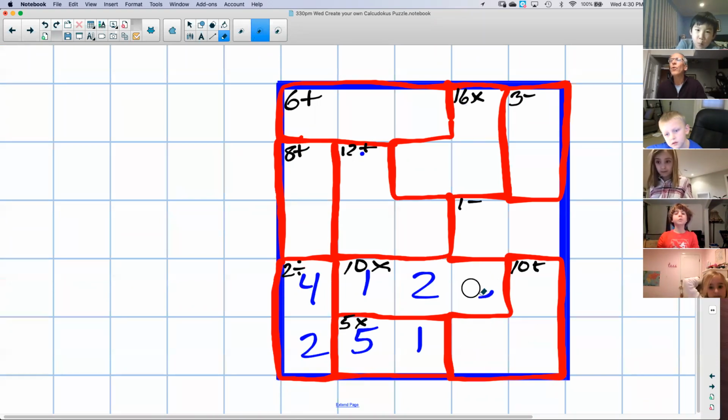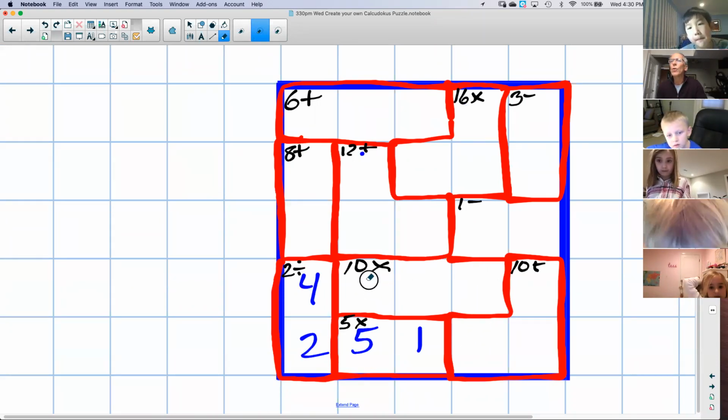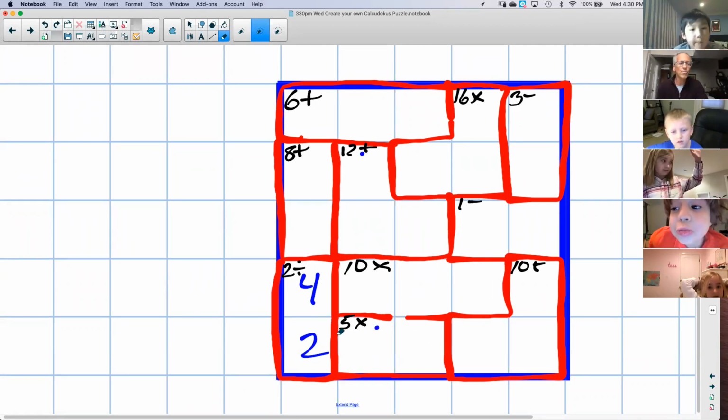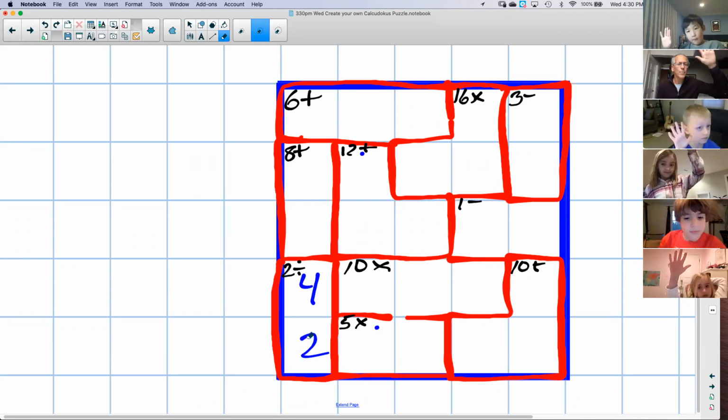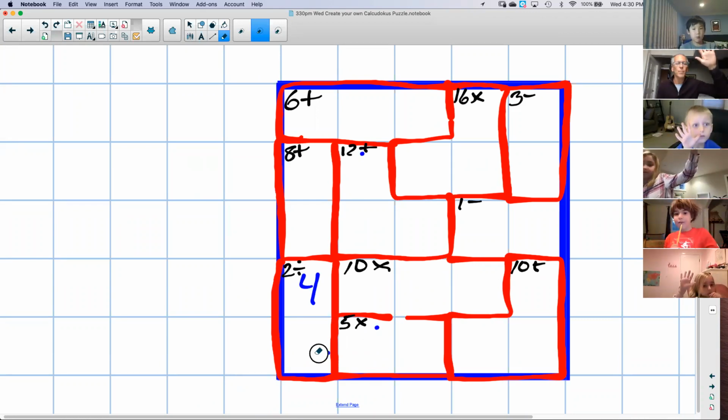Raise your hand if you're going to try to create your own puzzle this week. Who's going to try to create their own puzzle? I am. How about you, Aaron? Awesome. How about you, Roman? You going to give it a shot?